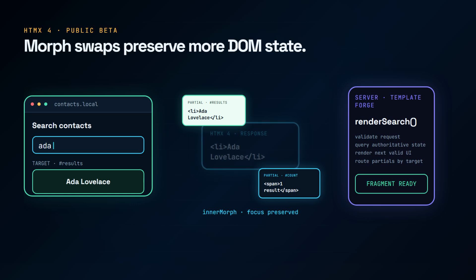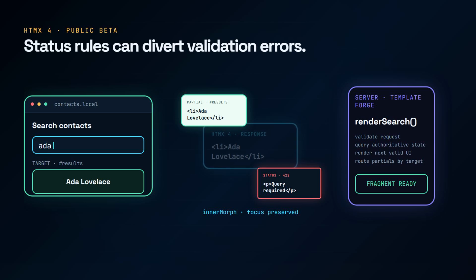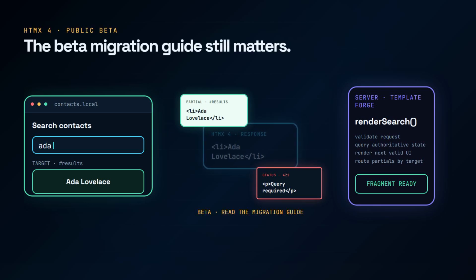Those features are promising, but beta matters. The HTMX site currently labels version 4 as under active development. Its migration guide documents changed defaults and removed behavior. If you are shipping production software today, choose the stable line unless a version 4 feature earns the migration risk. A new major version is not a reason to skip release notes.